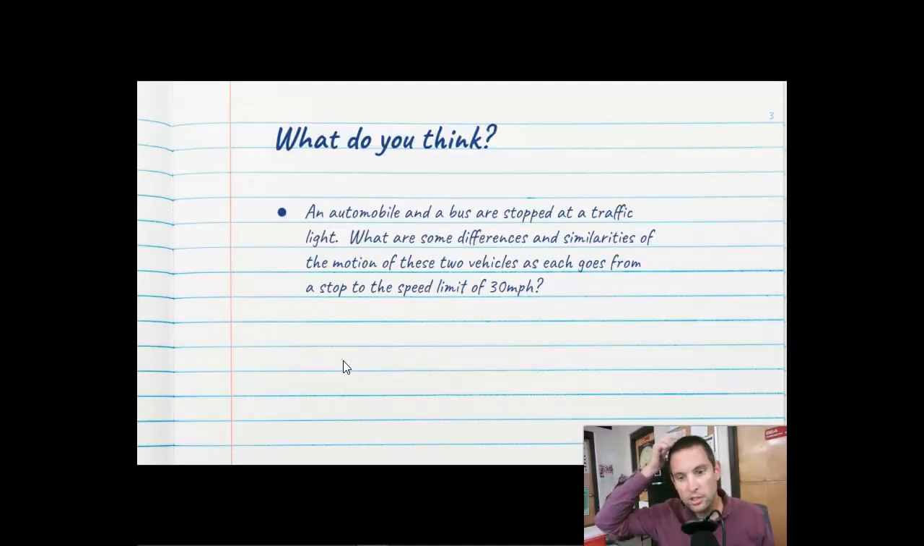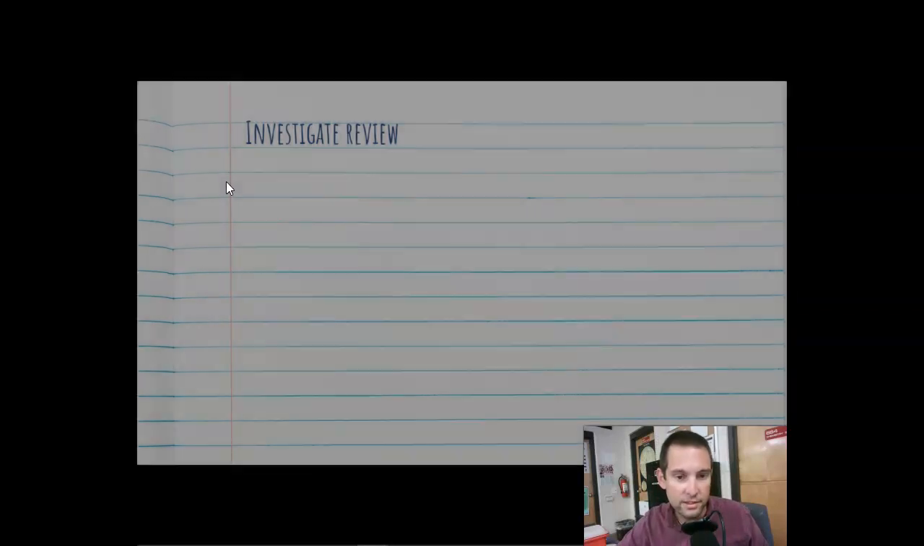Our what do you think question is here. Hopefully you've answered it already before doing the investigate. Very important step, addressing what we think we know about the world. Some differences and similarities between a car and a bus stopped at a traffic light, and then they're speeding up. What are some differences and similarities?